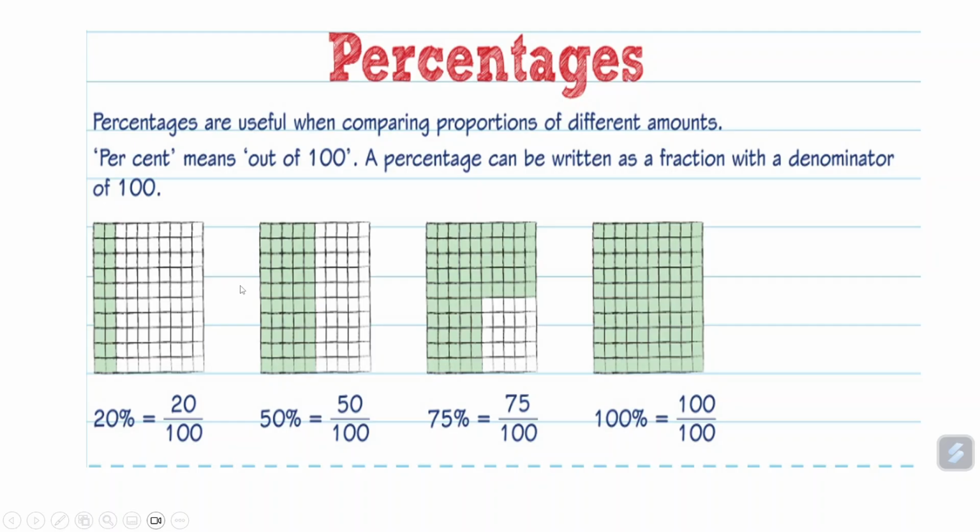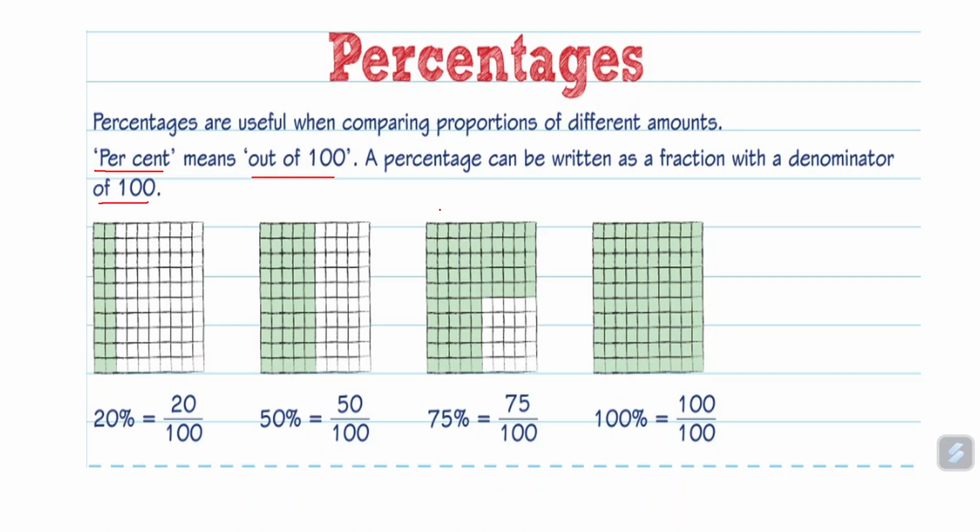All over the world. Today, we'll be talking about percentages. I repeat, today we'll be looking at percentages. We said percentages are useful when comparing proportions of different amounts. Percent means out of 100. A percentage can be written as a fraction with a denominator of 100.